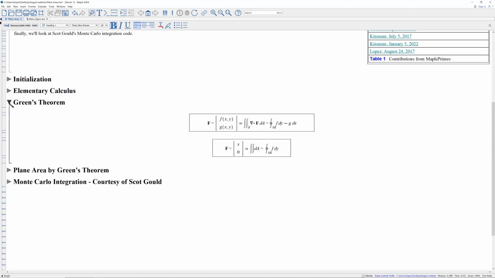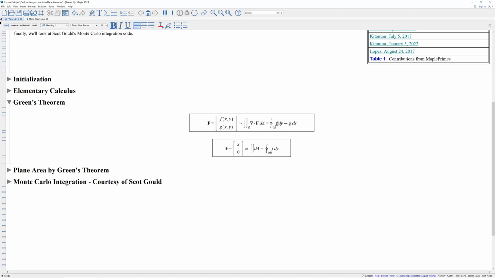Okay, let's refresh our memory on Green's theorem. F is a vector with two components, f and g. This is the divergence of this vector field over this plane region R. It's equivalent to a flux integral, because whatever diverges inside the region has to pass through the boundaries. So you go around the boundary and you measure the normal component.